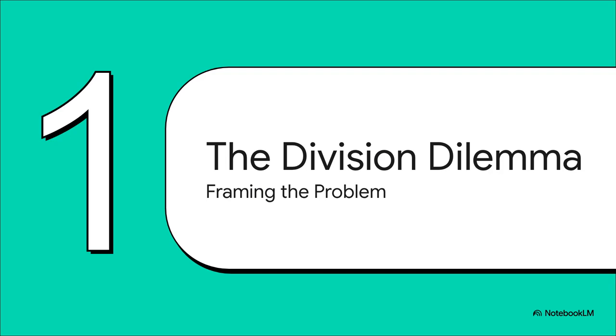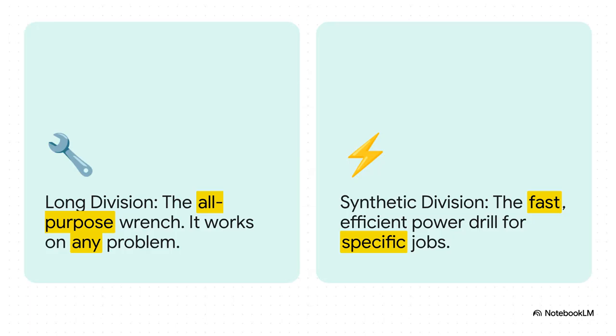Section 1, the division dilemma. So, before we get our hands dirty, let's really understand what we're up against. The best way to think about this is like you're a mechanic. You've got two main tools. First, there's long division. Think of this as your big, reliable, all-purpose wrench. It might be a little clunky, a little slow, but it works on absolutely everything.